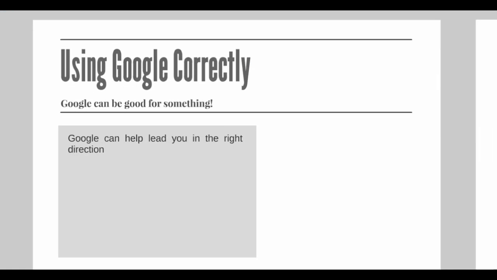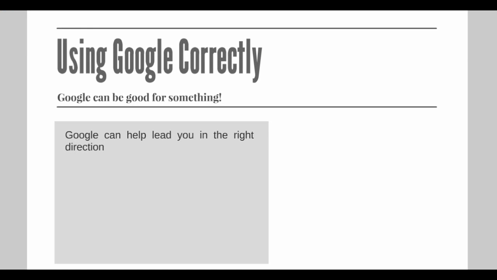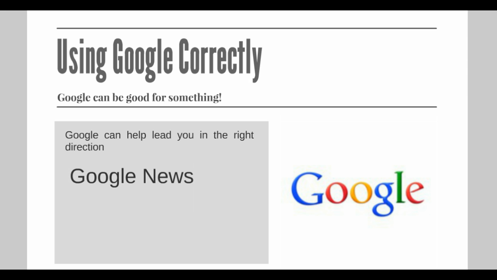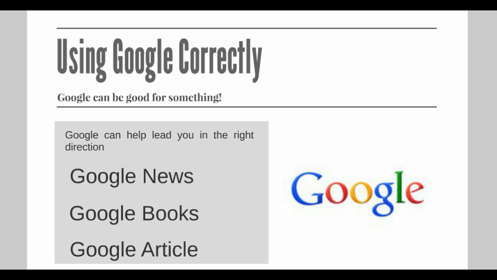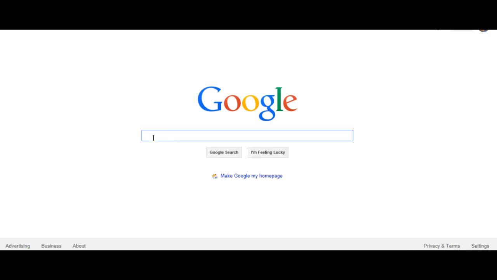So how do you do that? So besides what we've already talked about with using the library, you can also use Google. Like I said, it can be good if used correctly. There are 3 different things in Google that you can use that can be very effective in searching. First, Google News, Google Books, and Google Articles. So let me talk about how to use those. So most students start here.